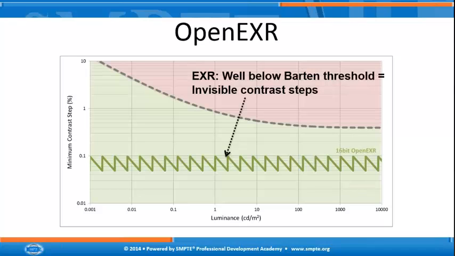So to put some real-world examples on this is OpenEXR, a 16-bit floating point system, and as you can see, the response of this system is well below the Barten threshold, as you'd expect, and any step made in this system should be completely invisible.